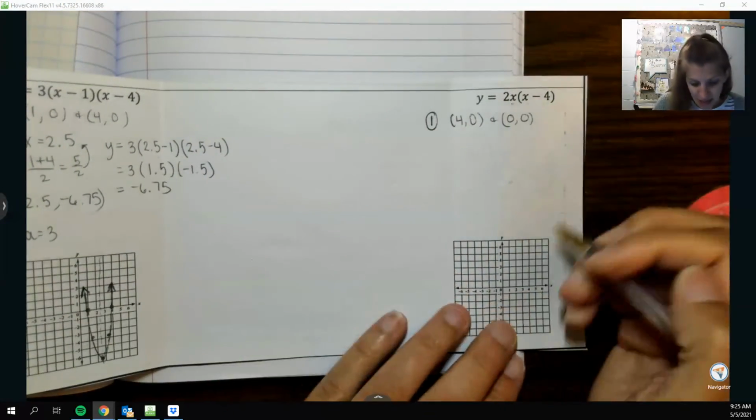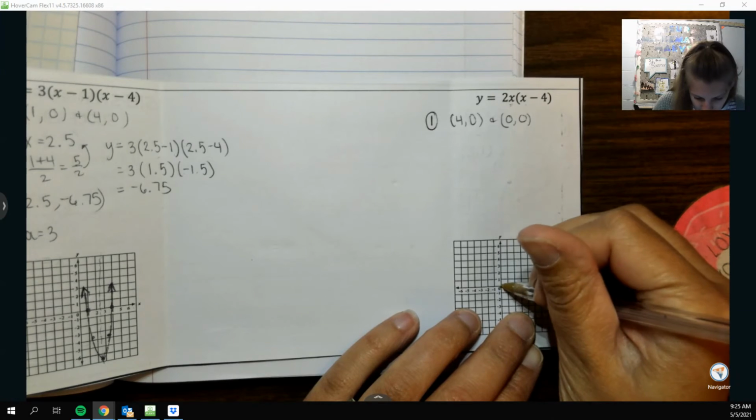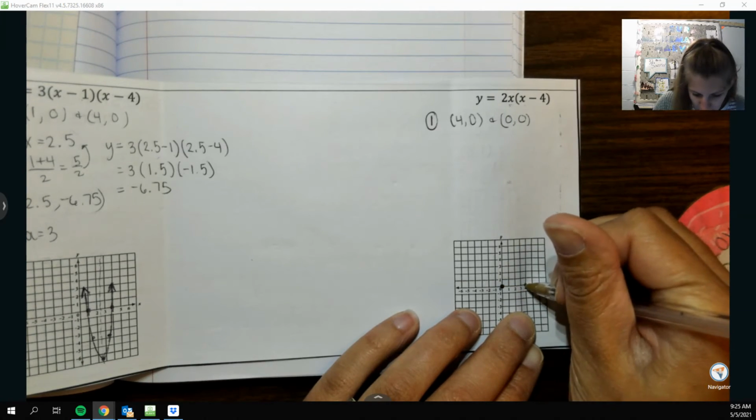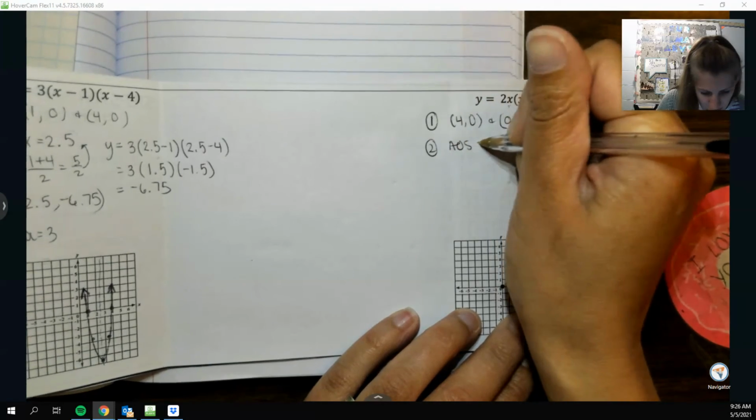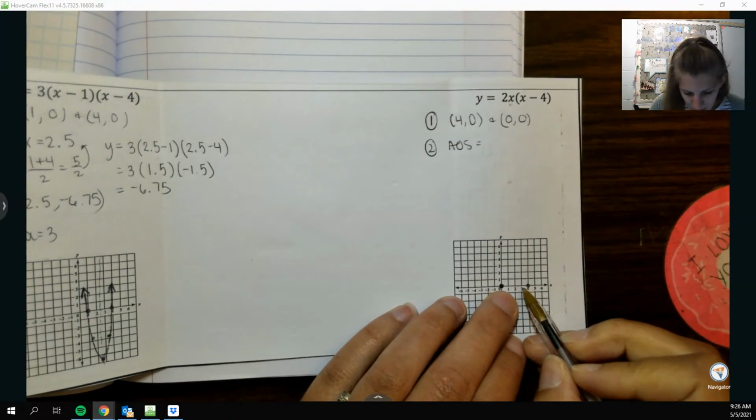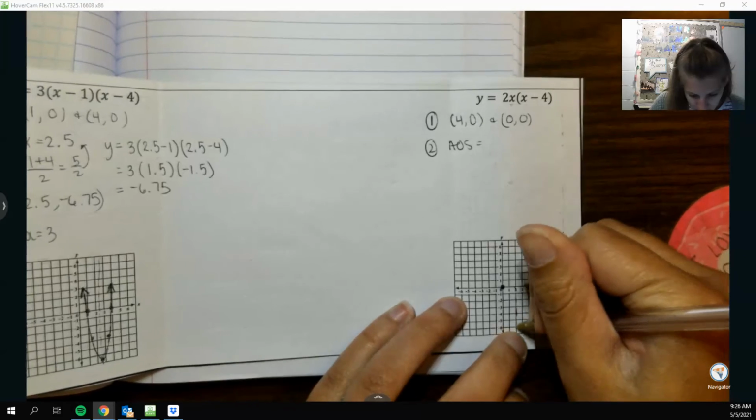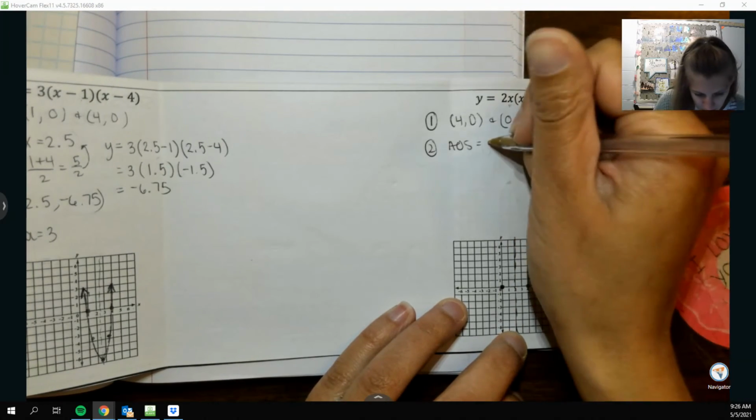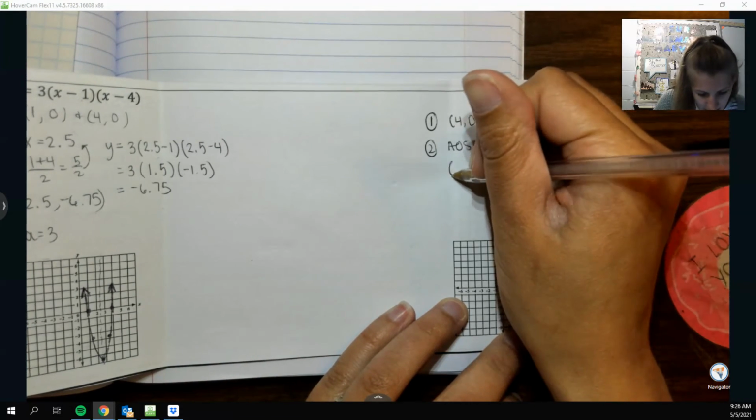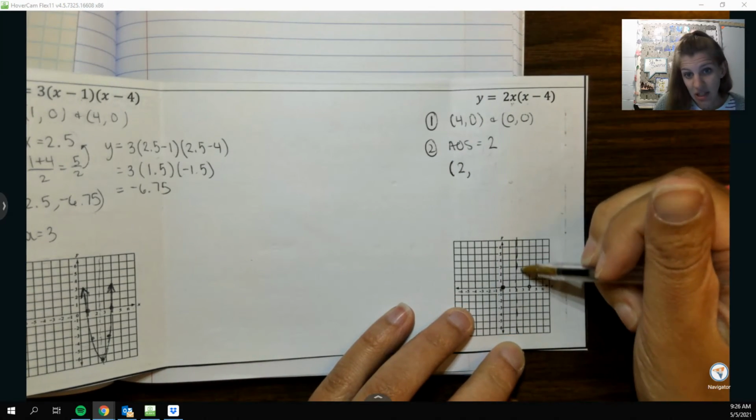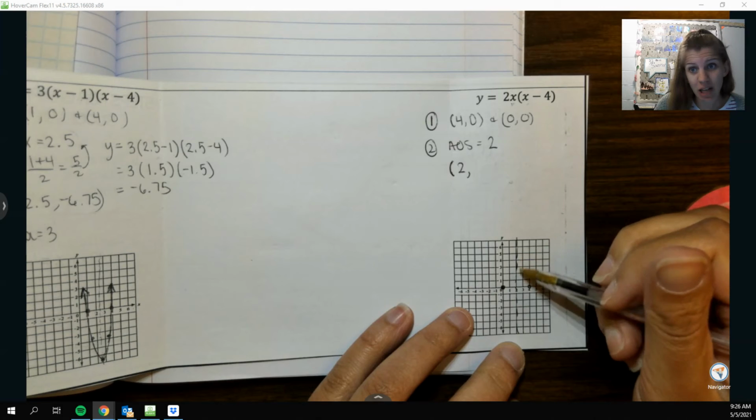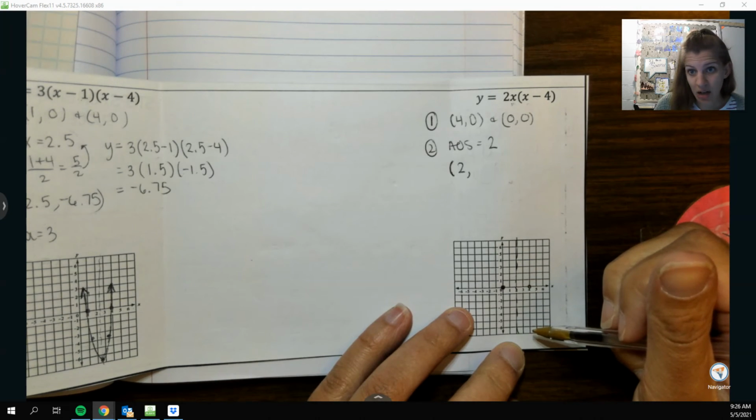Okay, so once I have my x-intercepts, I'm going to go plot them. We got 0, 0, and 4, 0. Second step, I like to find that axis of symmetry, which is going to be right in the middle, at 2. The axis of symmetry is helpful because it is the x value of my vertex, and now I just need to figure out how high or how low that vertex goes.